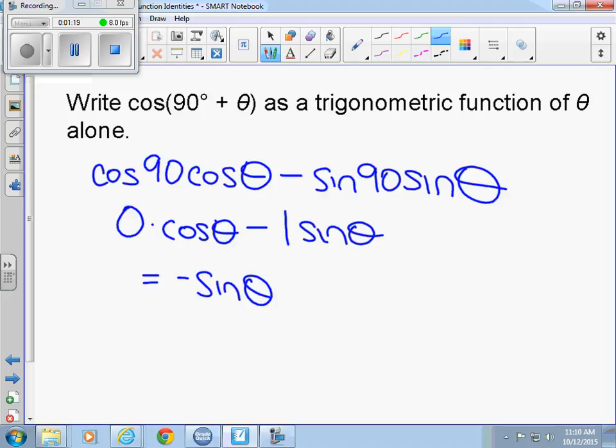It is a trig function of beta alone. Why does that do that? Well, do you understand the steps? Yeah. Okay, and then as far as if you're wanting to think graphically, this is a cosine function shifted left 90 degrees, which would look like a negative sine function.